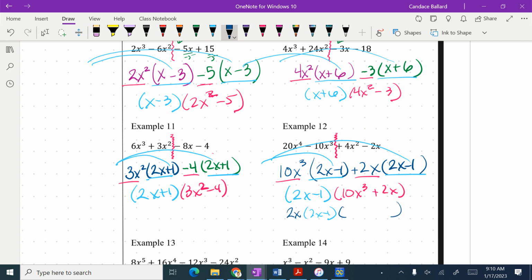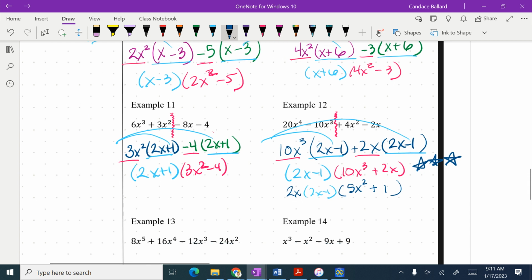How many times does 2x divide 10x cubed? 5x squared, right? How many times does 2x divide 2x? 1. If you got this line here, you got the intent of the lesson, right? The intent was grouping. Mrs. Ballard messed up the problem, and that's why there was an extra GCF in there. That was not my intent. Sorry. It happens once in a while. All right. We good with 12? All right.